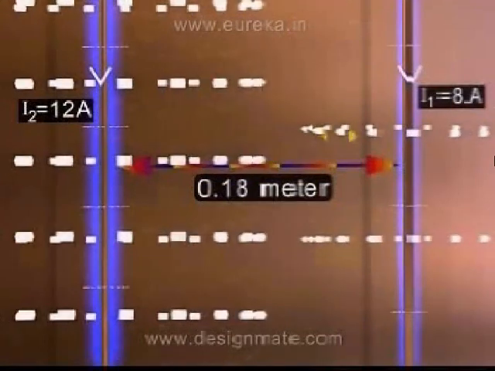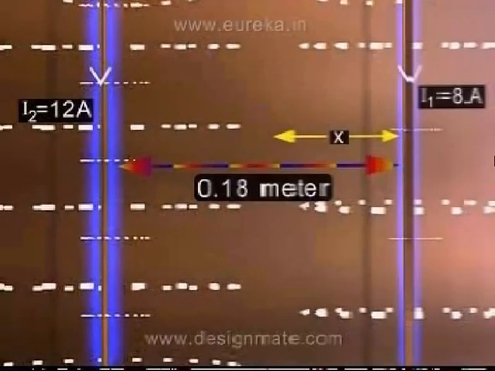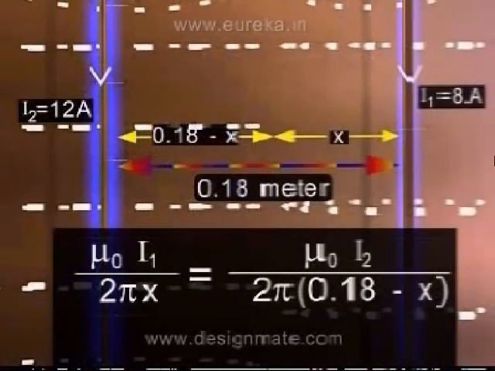Let the field intensity be 0 at a distance x meter from the wire carrying 8 ampere current. Therefore, mu0 I1 upon 2 pi x is equal to mu0 I2 upon 2 pi into (0.18 minus x). Therefore, 8 upon x is equal to 12 upon (0.18 minus x).